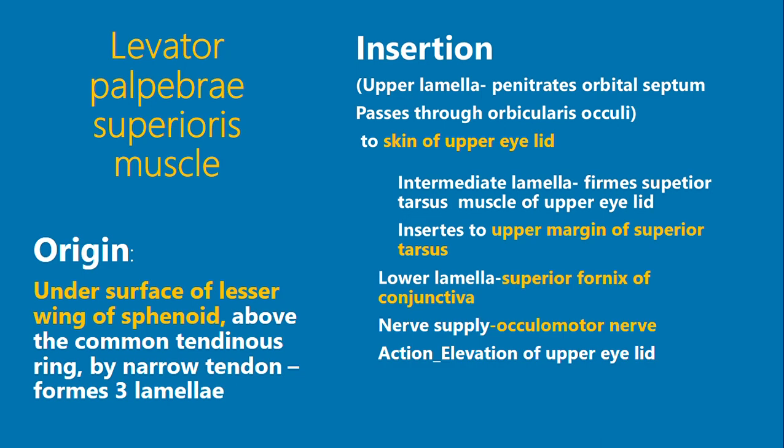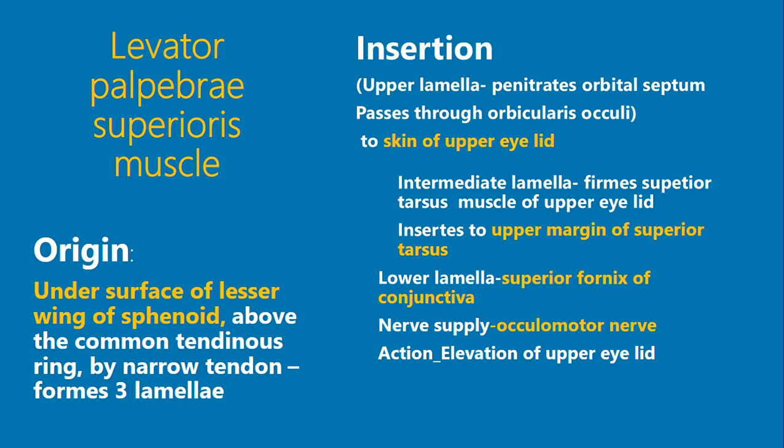Above the common tendinous ring, by a narrow tendon which forms three different stratas or lamellae. Three different stratas or lamellae can be seen in relation with it. What are the different lamellae? The superior layer, the deep layer, the inferior layer. They are the superior lamella or the upper lamella, intermediate lamella, and the lower lamella.